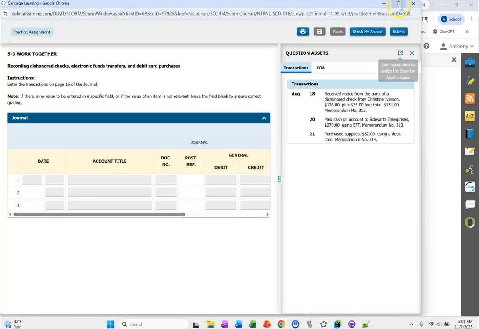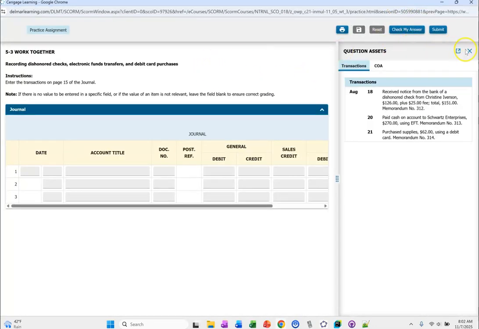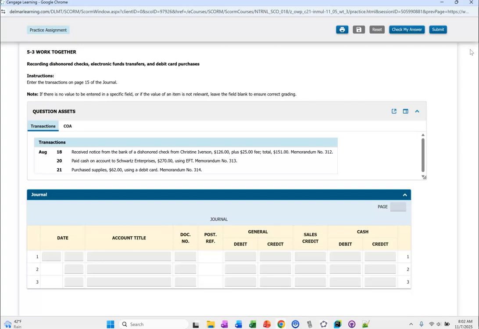So again, if you have your tablet with you and you want to pull it out and use it to follow along, I always like to do it this way.